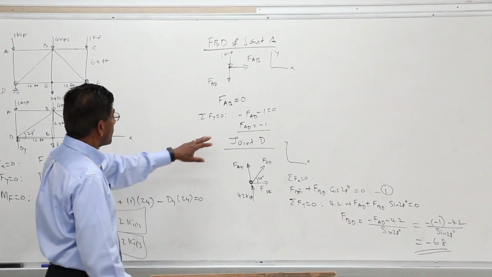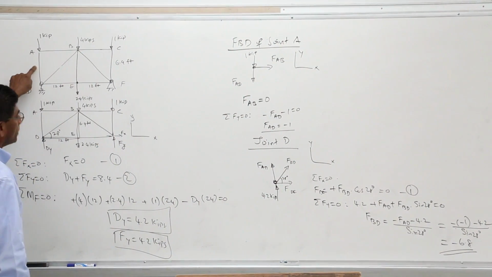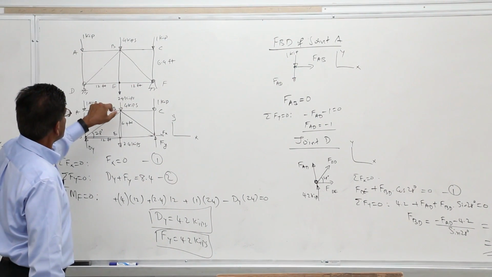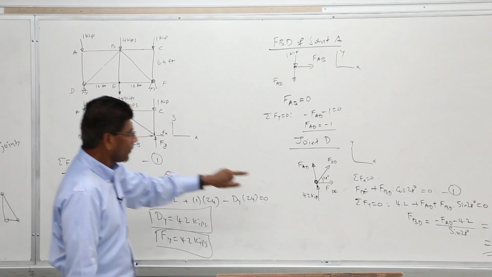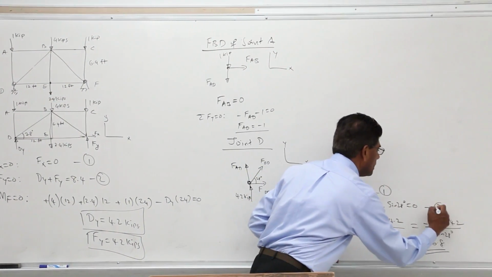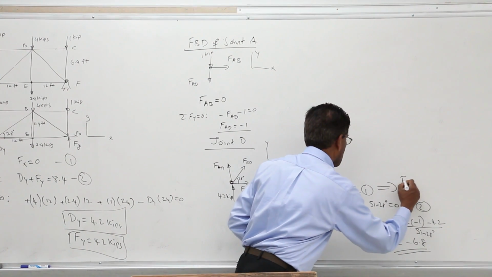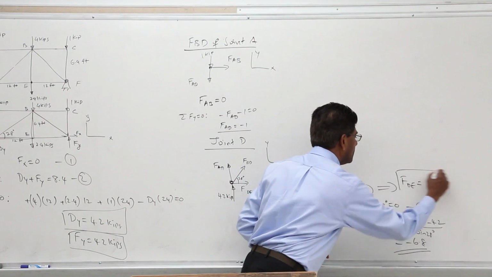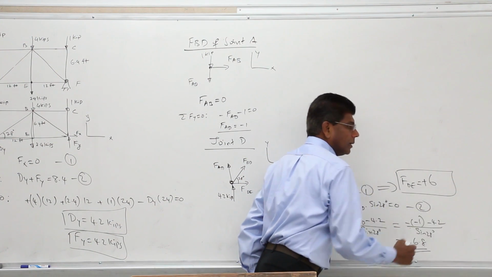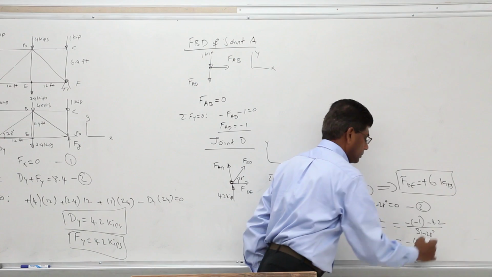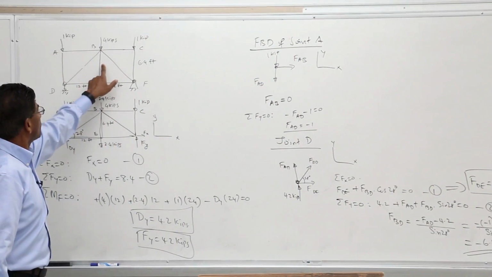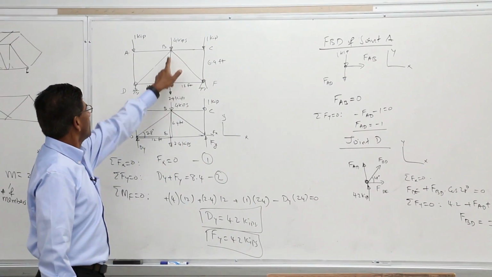All right, so I have found out two members, this member, as well as this member. So if I know this, all I have to do is to substitute this here. This is my second equation. And from this equation, I should be able to calculate F_DE. Has anyone done that? Plus 6, right? Plus 6 kips. Okay? So I have solved for all of those except for the last member, which is BE.